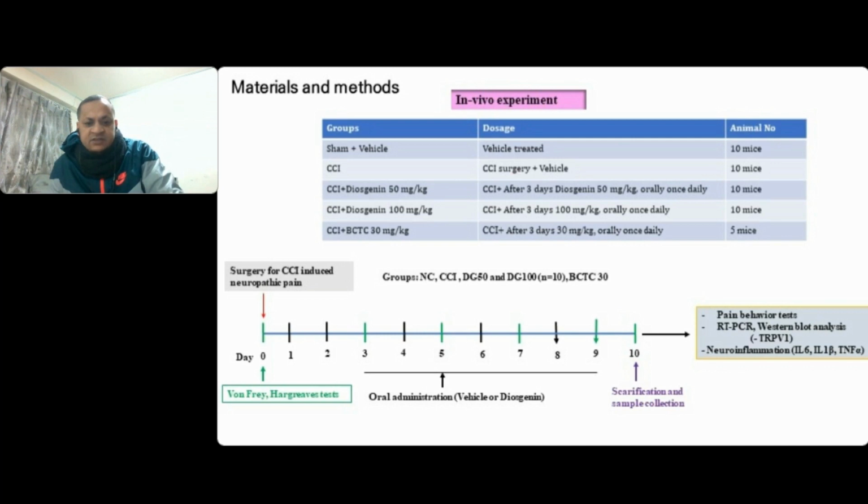Then, after CCI and 3 days, Diosgenin 50 milligram per kg orally once daily, and this one 100 milligram per kg once daily. And CCI, and after 3 days, BCTC. We also give BCTC, and after 3 days 30 milligram per kg orally. First we induce the CCI, and we wait until 3 days, and then we start the treatment.